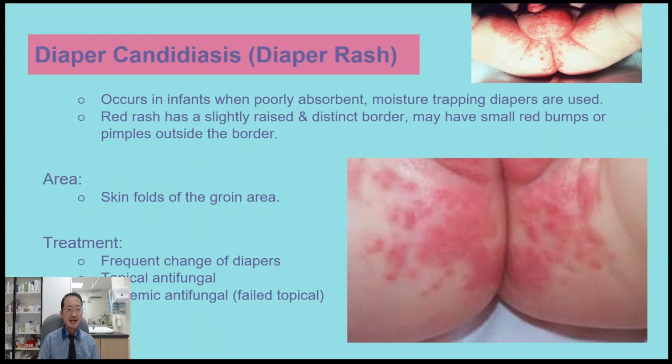Diaper candidiasis occurs in infants when poor absorbency lets moisture get trapped inside the diapers that we use. Usually they have a red rash with a slightly raised and distinct border, and may have small little red bumps. Classically, this is different from irritant contact dermatitis because it involves the groin folds. Always look into the folds; the skin folds of the groin area are usually involved. The treatment is frequent change of diapers, and topical antifungal or systemic antifungal cream.